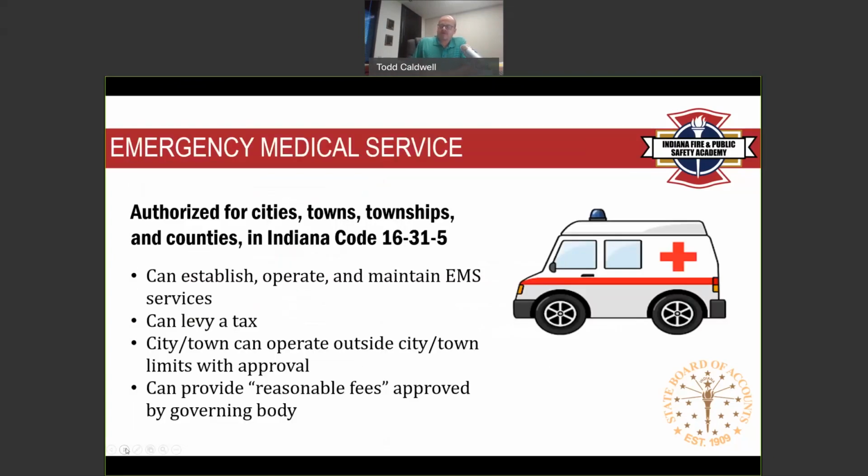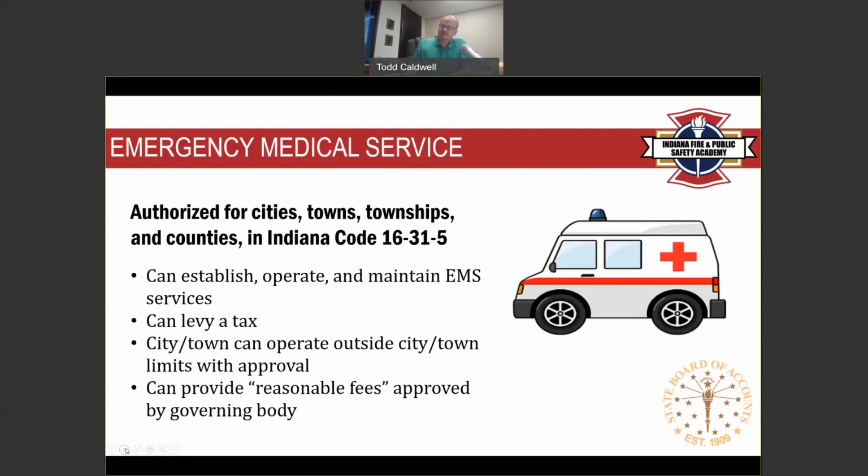And now we're going to talk about ambulance services, emergency medical service. The governing body of a city, town, township, or county, by the governing body's action or in any combination, may do the following. They can establish, operate, and maintain an emergency medical services. They can levy taxes under and limited by Indiana Code 6-3.6 and expend appropriated funds of the political subdivision to pay the costs and expenses of establishing, operating, maintaining, or contracting for emergency medical services.